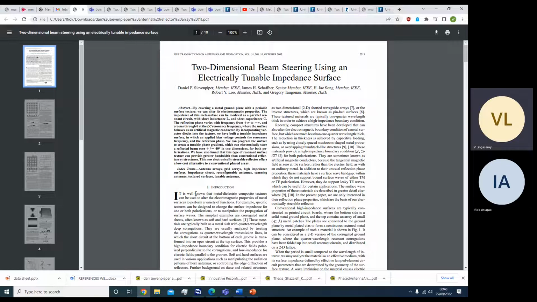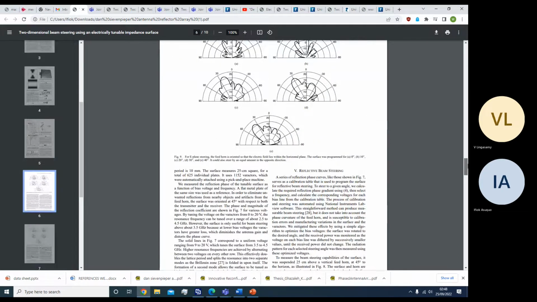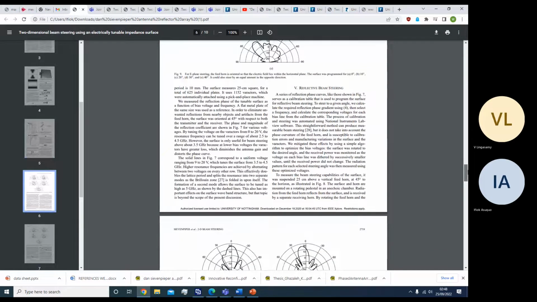This is good enough, basically. There is something in this paper, I don't know if you have read it before, where they say the metasurface was compared with the PEC. Have you heard about that method before? Compared to the PEC.